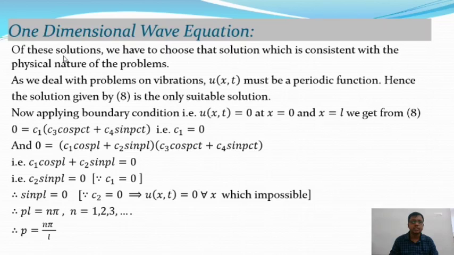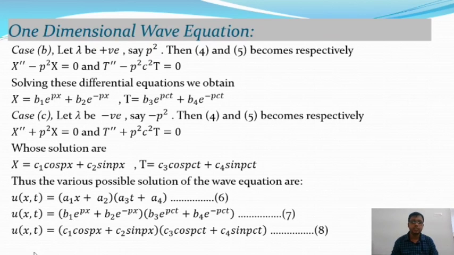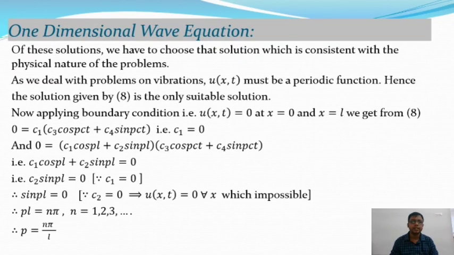Of these solutions, we have to choose the solution which is consistent with the physical nature of the problem. As we deal with a problem on vibration, u of x comma t must be a periodic function, hence the solution given by equation 8 is the only suitable solution. So therefore there are three solutions, but the suitable solution is equation number 8, since it is a periodic function.